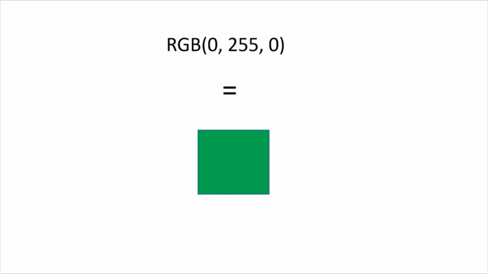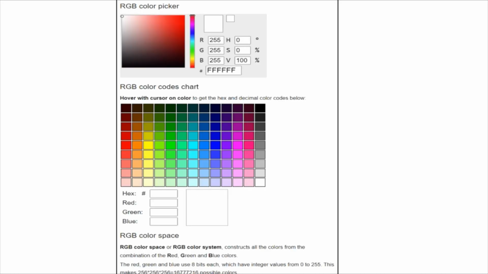Now, it's impossible to remember every single value and how they're going to mix to give us colors like orange or yellow, for example. So there exist these RGB color code charts that can be found with a simple Google search.